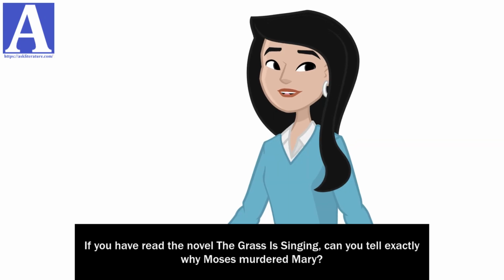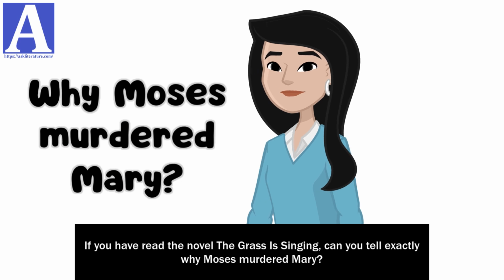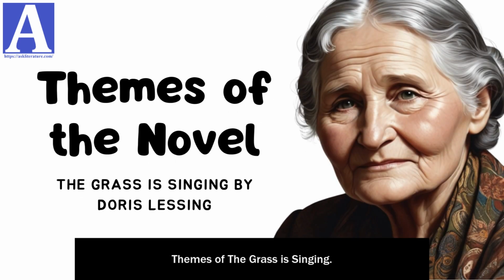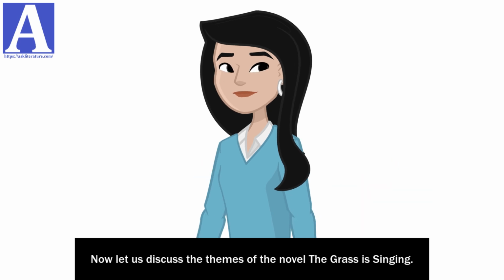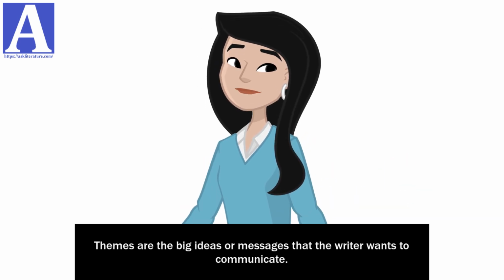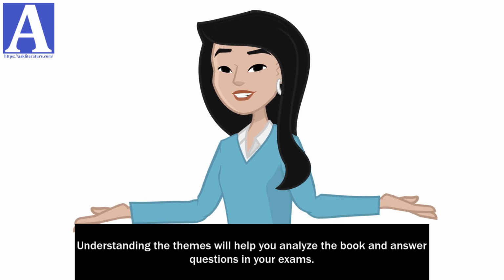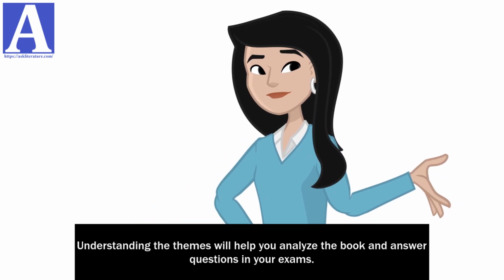If you have read the novel The Grass is Singing, can you tell exactly why Moses murdered Mary? Themes of The Grass is Singing. Now let us discuss the themes of the novel The Grass is Singing. Themes are the big ideas or messages that the writer wants to communicate. Understanding the themes will help you analyze the book and answer questions in your exams.